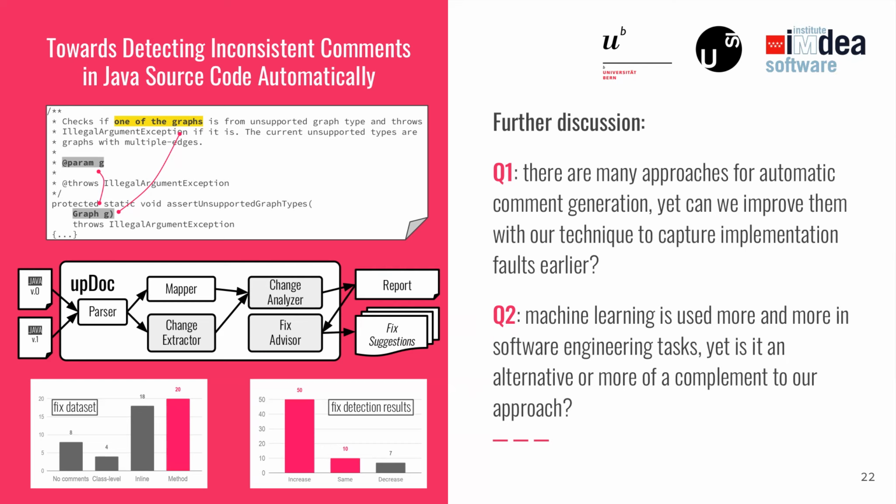For instance, there are many approaches for automatic comment generation, yet can we improve them with our technique to capture implementation faults earlier? Also, machine learning is used more and more in software engineering tasks, yet is it an alternative or more of a complement to our approach? What do you think? Let us know.